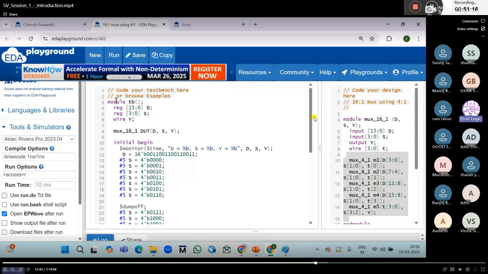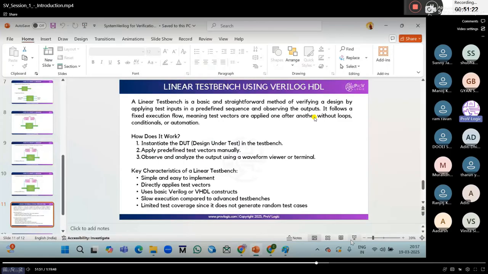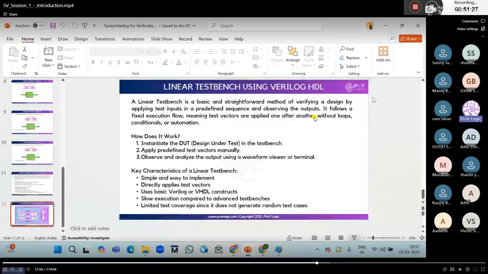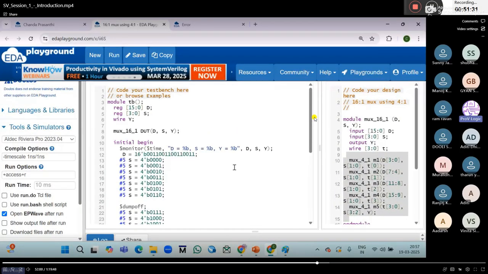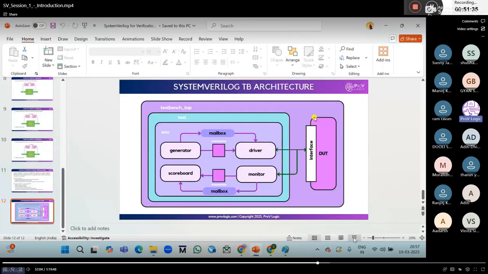So this is the manual process using Verilog HDL. But these things we can avoid in SystemVerilog. So how to write the SystemVerilog architecture? However we write in Verilog, it's a very simple format. But in SystemVerilog, we need to follow the architecture.